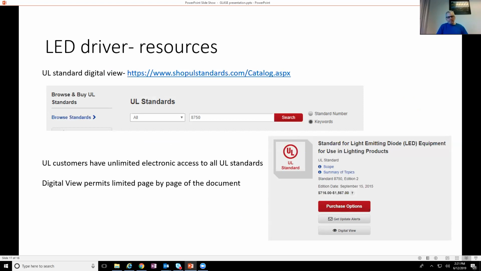If you are a UL customer, you have electronic access to all UL standards as part of the service that you receive from UL. If you're not a UL customer, there is a way, and I put in the URL here. It's called Digital View. It gives you limited access. You can look at each of the pages of every standard individually for you to get a flavor of what the standard is about.